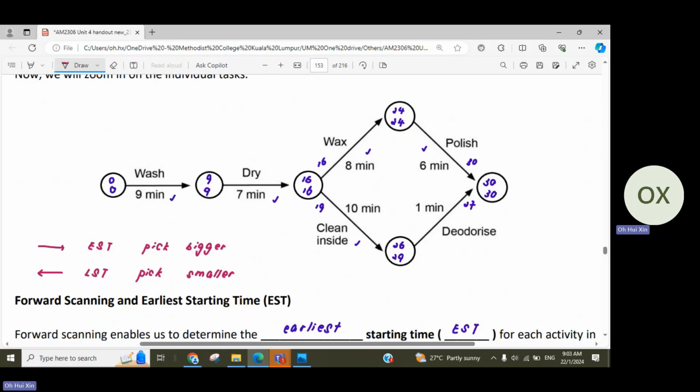Something that you can check during your exams or when you're doing exercises is this: because with LST we are talking about latest starting time, when you look at each of the nodes, your LST will never be smaller than your EST, because your latest starting time is definitely later. So the number is either equal or more. Your LST cannot be lesser than EST because it doesn't make sense. Okay, so that's the idea for this one.